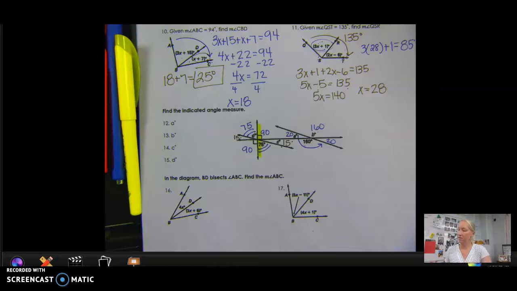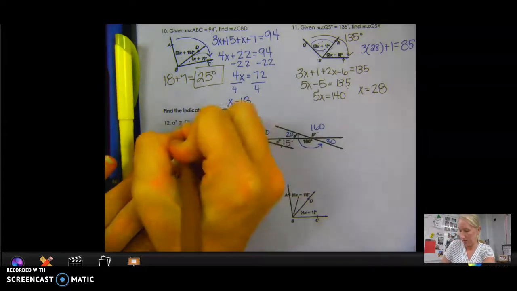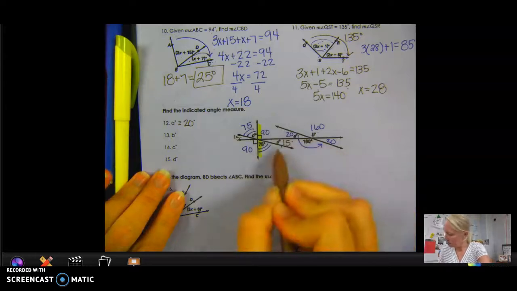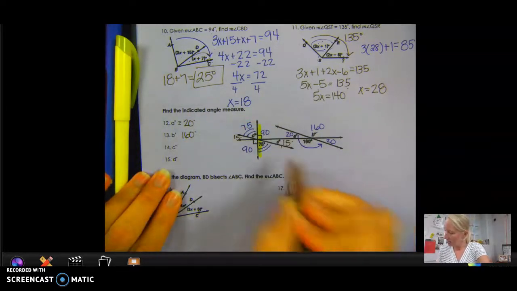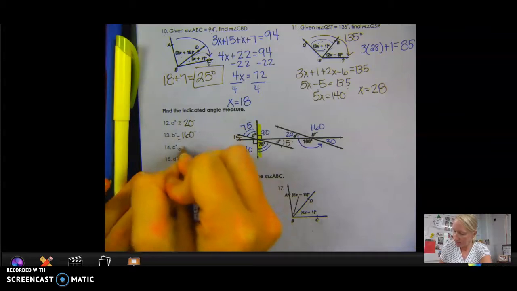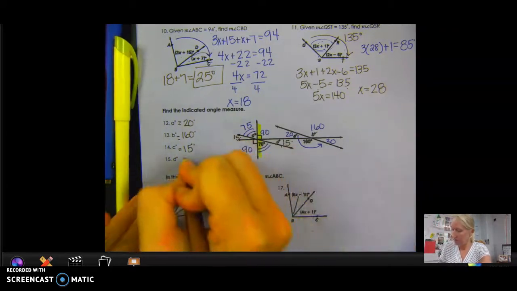So now that we found all those, I can answer this question pretty quick. Angle A is 20 degrees. Angle B is right here, 160, because it was vertical. Angle C is 15 degrees. And angle D right here is 75 degrees.